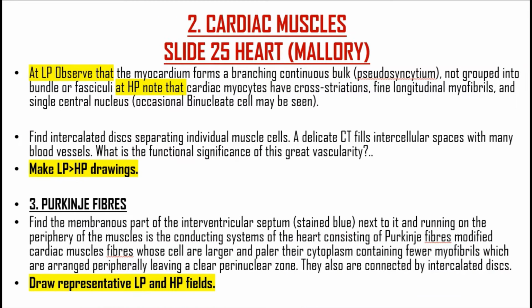Let's move on to cardiac muscle. Under cardiac muscle, at low power you observe that the myocardium forms a branching continuous bulk, and the fibers are not grouped into bundles or fasciculi. At high power, you note that the cardiac myocytes have cross striations and a single central nucleus. You also find the intercalated discs, which separate the individual muscle cells in cardiac muscle.